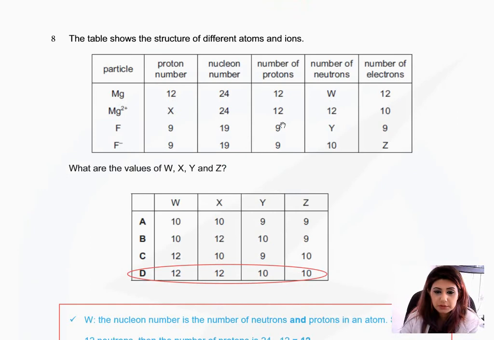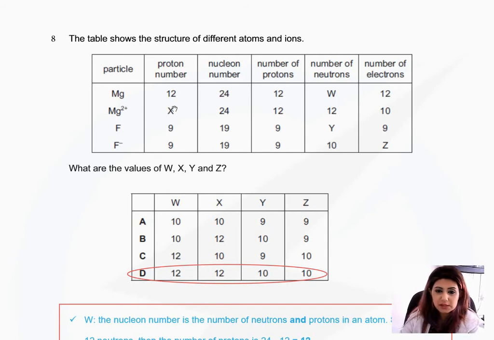For that one, we need to find W, X, Y, and Z. So W is here, number of neutrons. To find the number of neutrons, you take the nuclear number, the big number, minus the protons. So 24 minus 12 is 12. So it will be between C and D.